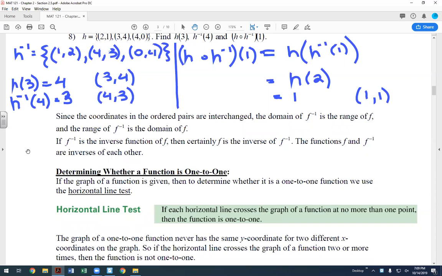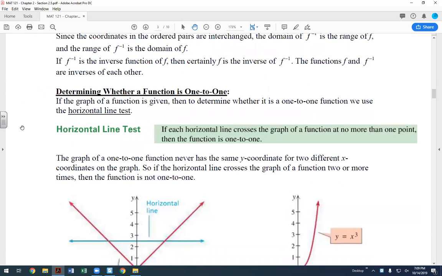And I kind of mentioned this earlier, that they will be inverses of each other. So f and f inverse, if I give you f inverse as my original function, then of course the f then becomes its inverse, which again makes our life a lot easier.